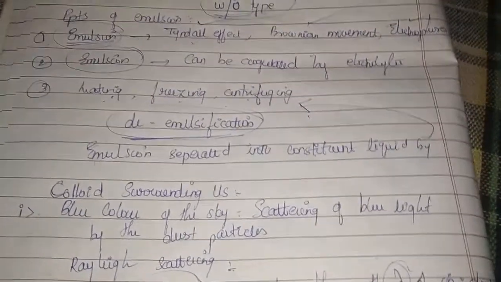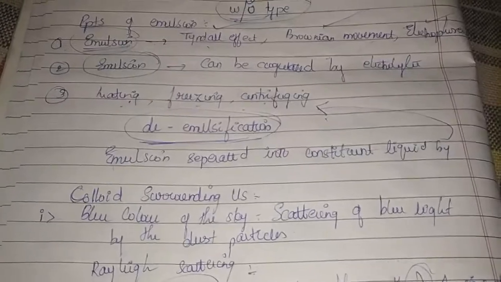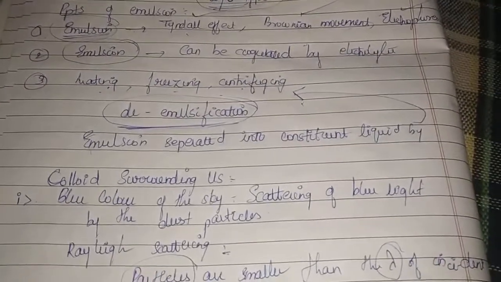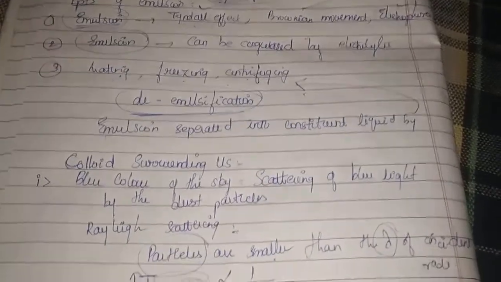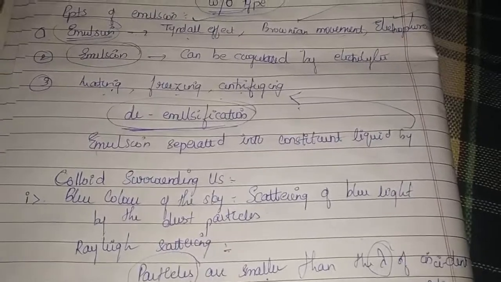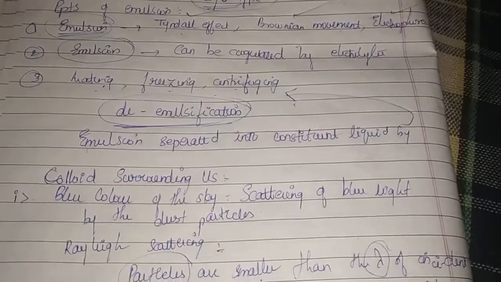Even when two oppositely charged clouds meet, rainfall occurs. Also, artificial rain, which is very important in the present scenario. How is it caused? Basically, our colloid, that is the aerosol clouds, will have certain particular charges.